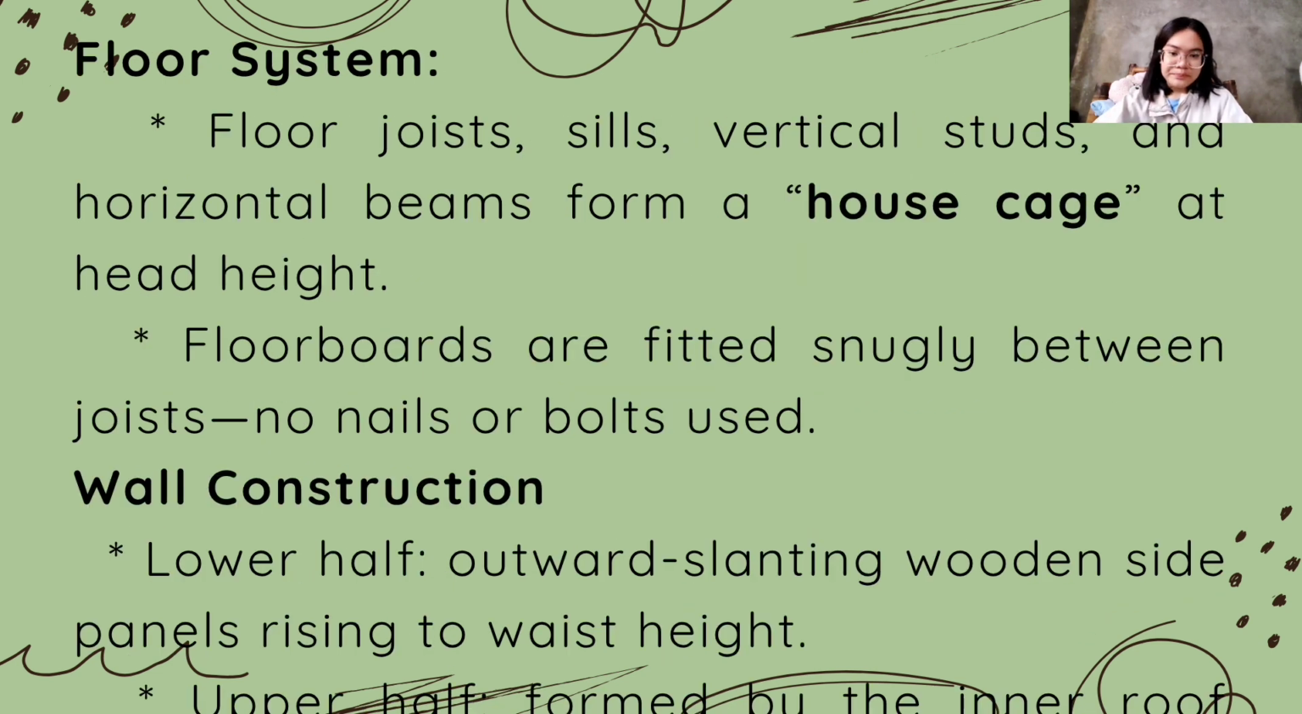So its floor system: floor joists, sills, vertical studs, and horizontal beams form a house cage at head height. Floorboards are fitted snugly between joists. There are no nails or bolts used. Moving on to its wall construction, its lower half is outward-slanting wooden side panels rising to waist height, and its upper half is formed by the inner roof.